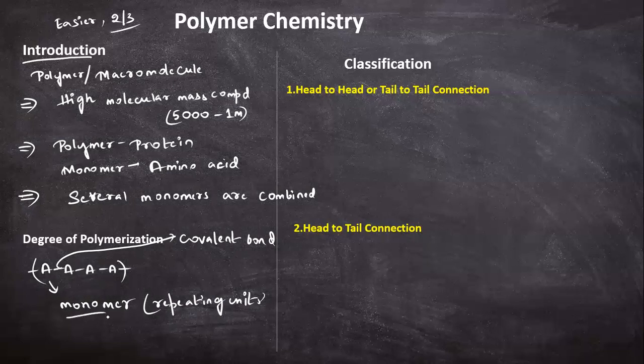So monomer is a repeating unit which connects again and again, and we will get a polymer. So polymer is formed through a monomer. This much it is clear? Let me erase this.